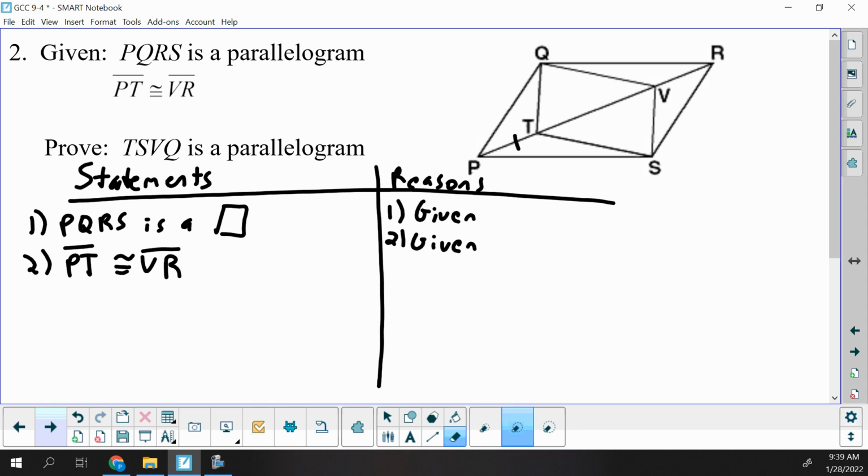So we've got PT congruent to VR, so let's mark that up. Now, one thing that's confusing here is notice we're given a parallelogram and we want to prove a parallelogram. Well, the one we're given is the big one, and the one we want to prove is the inside one. So in that inside one, we want to either get one pair of opposite sides congruent and parallel, both pairs of opposite sides parallel, or both pairs of opposite sides congruent. And in general, you usually try to get some triangles congruent and then work from there.